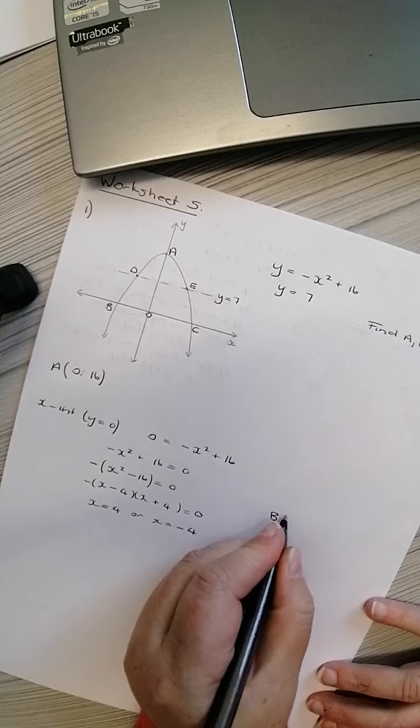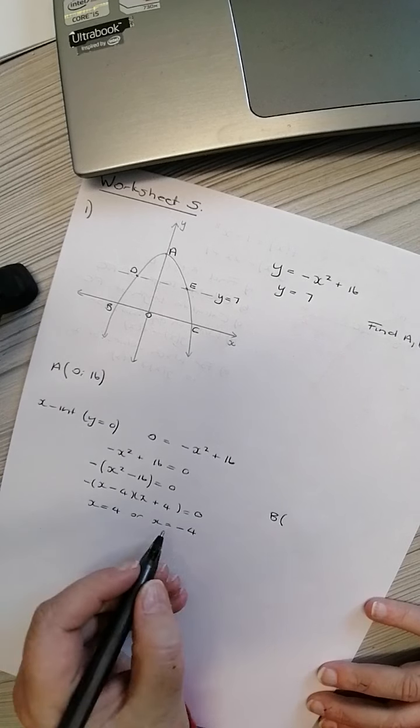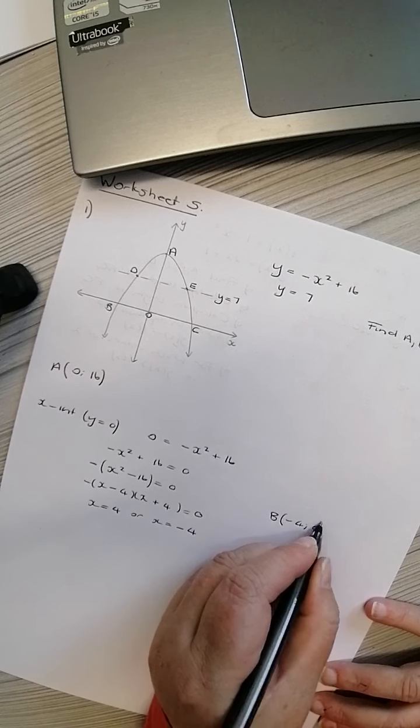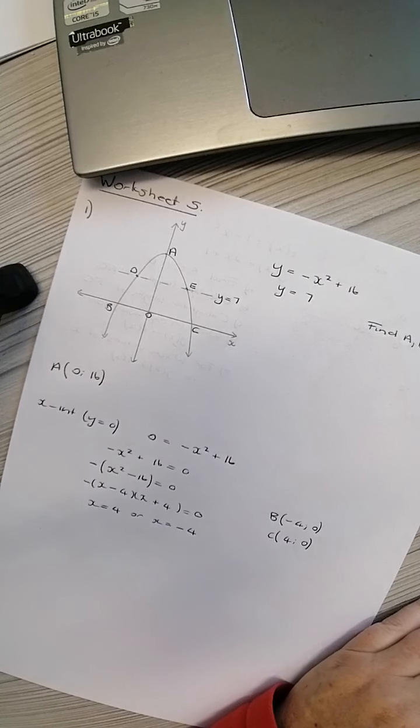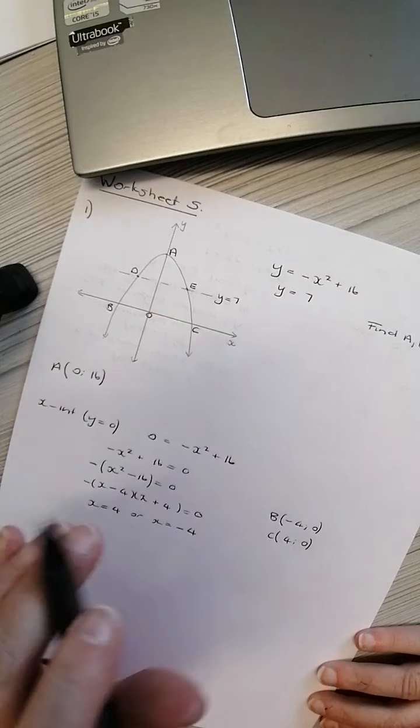So now we can get B and C. B is x of minus 4, y of 0. C is the positive 4, y of 0. Then D and E.